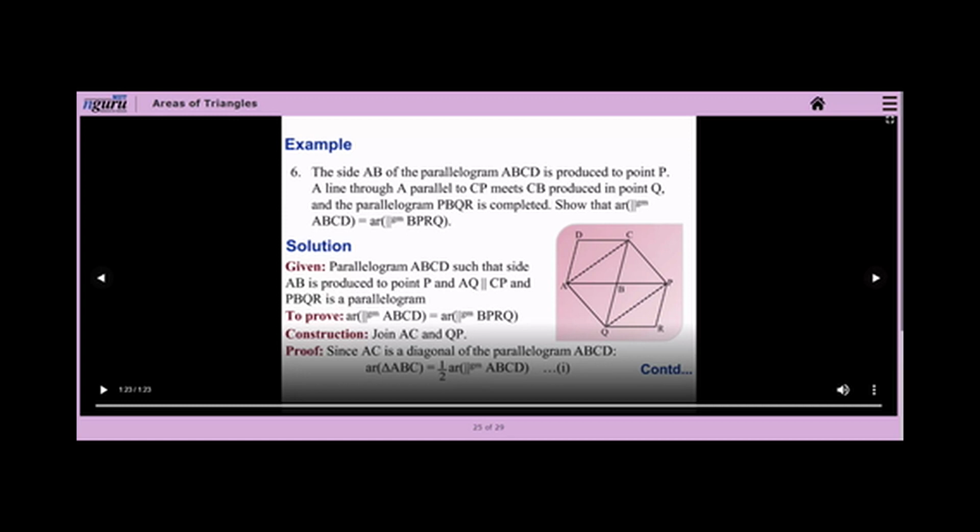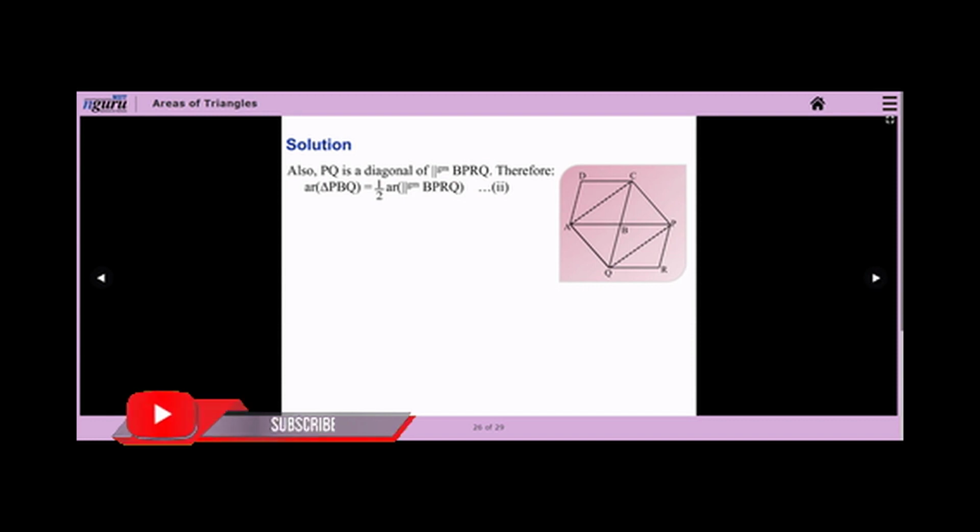Now, how are the lines CP and AQ? They are parallel, ma'am. They're parallel. So, therefore, AB parallel to DC, BP parallel to DC. What do you get from that? Area of ABC is half area ABCD, area BPQ half area BPRQ. CP parallel to AD. Not getting? Also, PQ is a diagonal of the parallelogram BPRQ. Therefore, the area of the triangle PBQ is half the area of the parallelogram BPRQ. Denote this as equation 2.